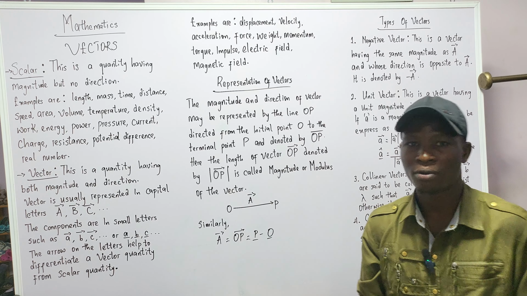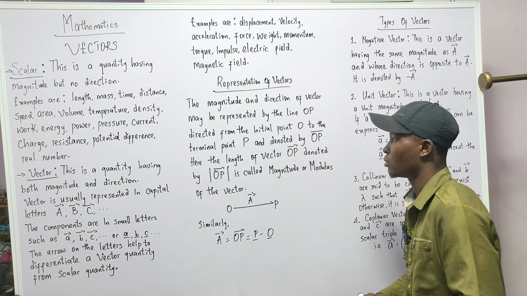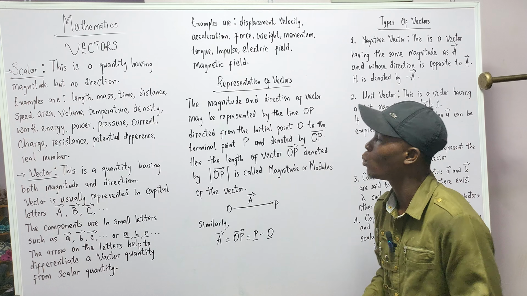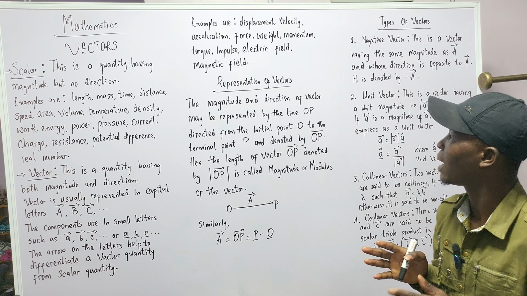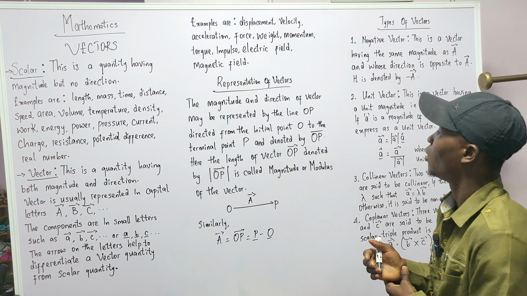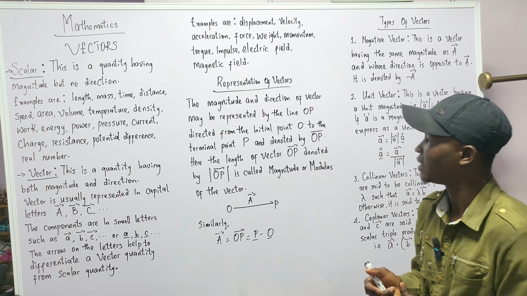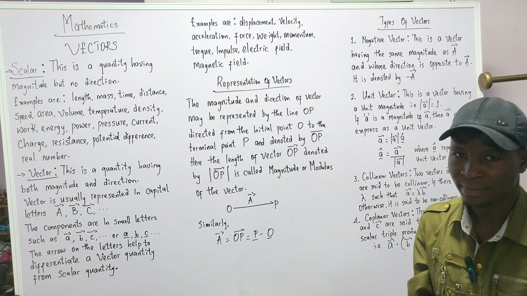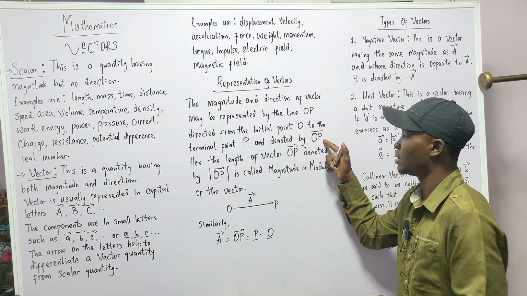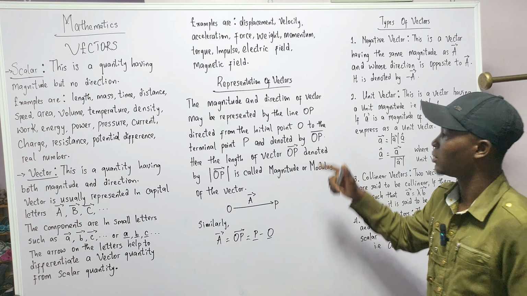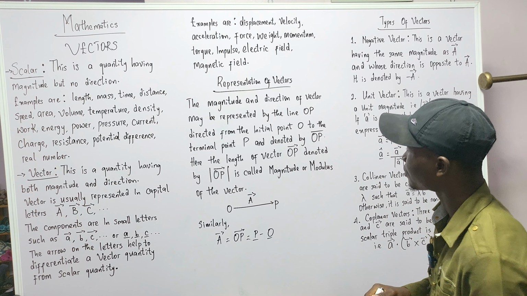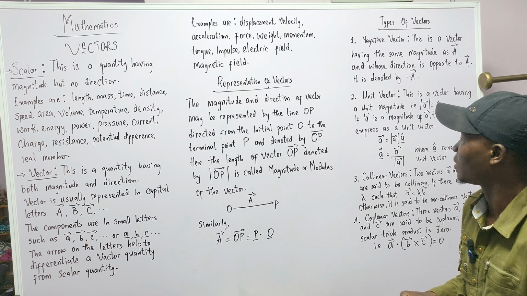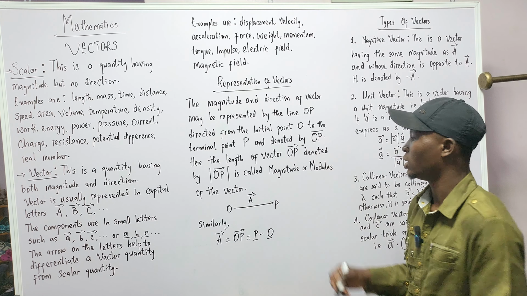Now, representation of vectors. The magnitude and direction of a vector may be represented by the line OP, directed from the initial point O to the terminal point P, and is denoted by this. Here the length of the vector OP is denoted by this.